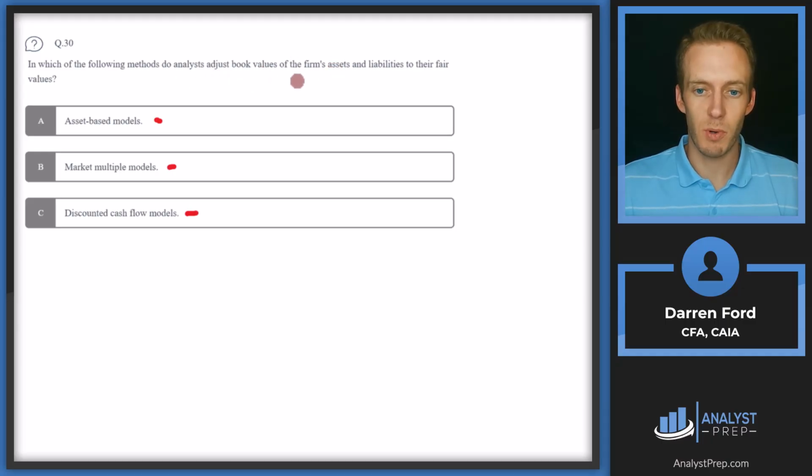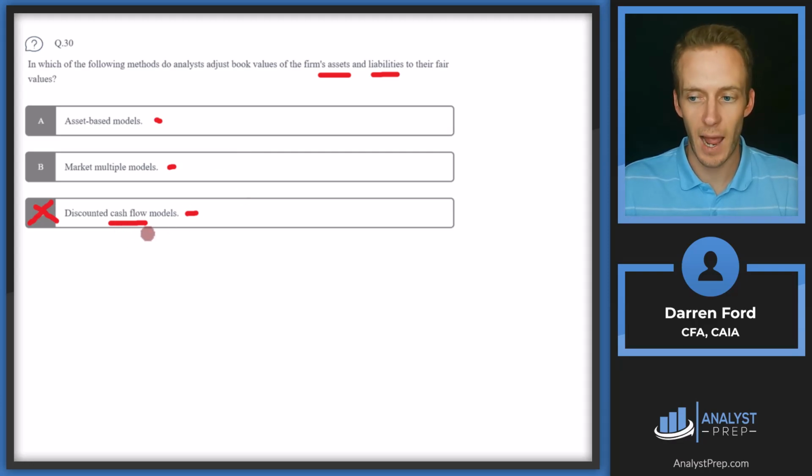would we need to adjust book values of the firm's assets and liabilities to fair value to calculate this? And the answer is going to be no. And that's because a discounted cash flow model is based on cash flows. So this is going to be a lot more income statement intensive. So the assets and liabilities are going to be less important for the valuation. It'll be important for return on assets, return on equity, return on invested capital, those types of numbers. However, for the discounted cash flow model, the key is cash flow and discounting those cash flows back to get the value of the firm.